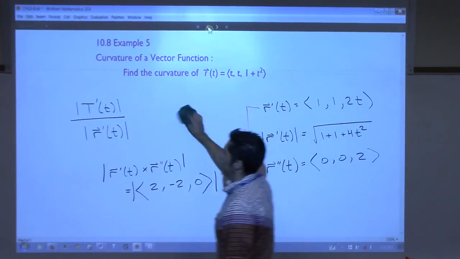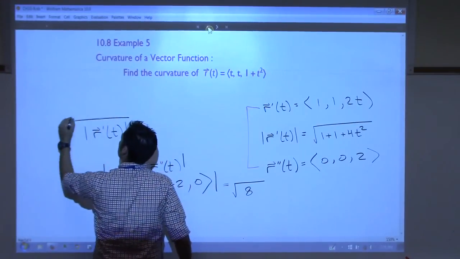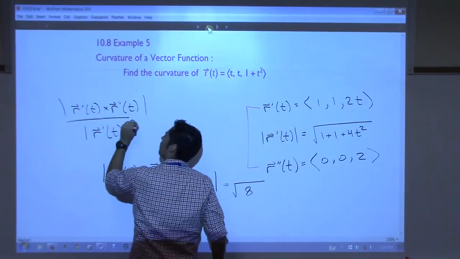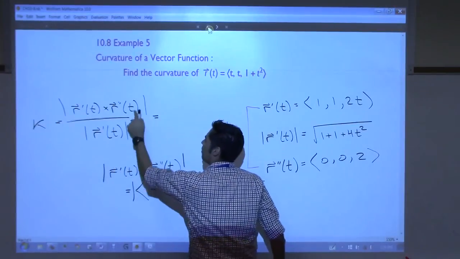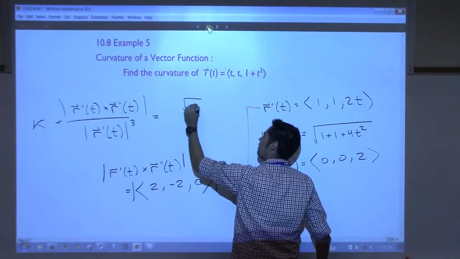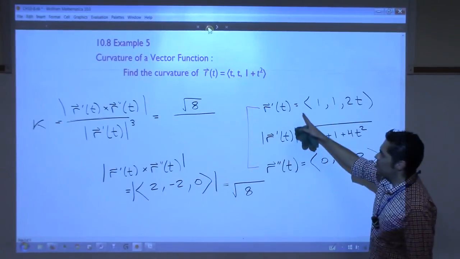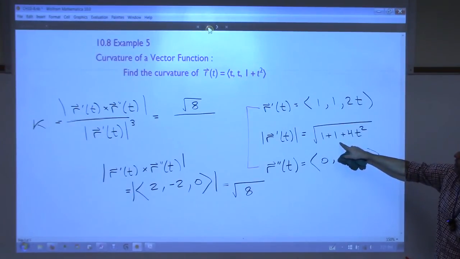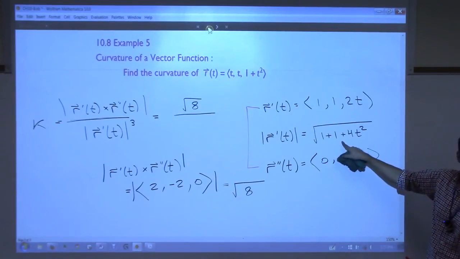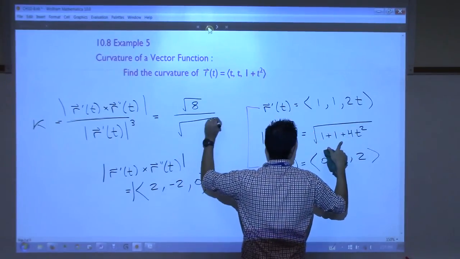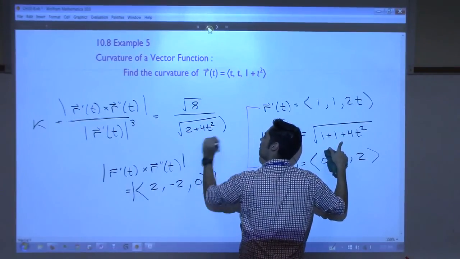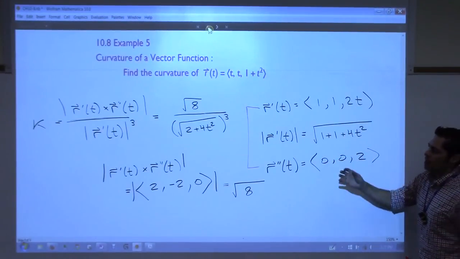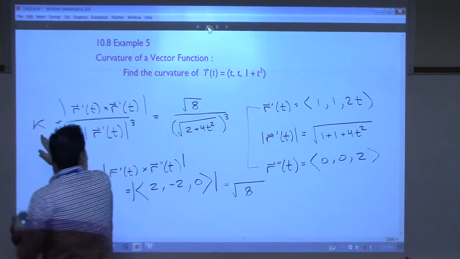We're not done, right? So the curvature, I'll just cheat and I'll use this formula. The curvature is this. That's it, right? We know this is root 8 over, and then the magnitude of the derivative, cubed. So it'd just be square root of 2 plus 4t squared, cubed. That's it. So do you see for this curve, the curvature actually depends on t, right?